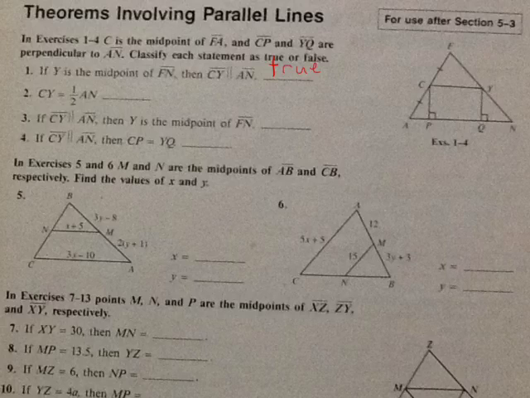Now, the only way for CY to be 1/2 of AN is if the segment CY is going to both midpoints. So CY is going to one midpoint, this midpoint right here, that's given to us in the instructions, but we do not know for sure if Y is the midpoint of this segment FN. So therefore, we do not have enough information, and the answer to number 2 should be false.